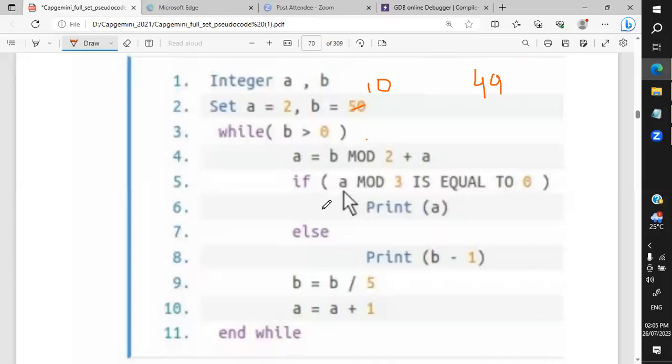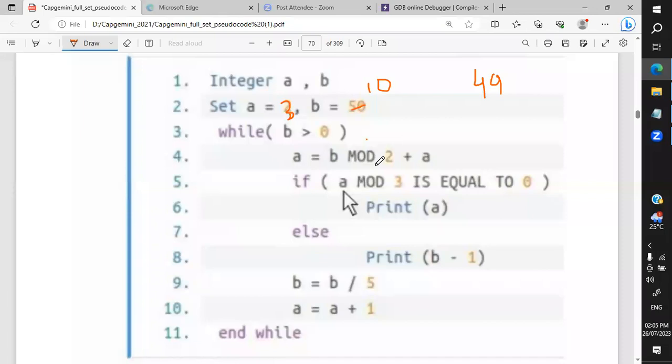B value is 10. After that, A is equal to A plus 1. A was 2. A will become 3 now. I am writing it here only. Again, from here it goes back. Now 10 greater than 0. True. Enters inside.